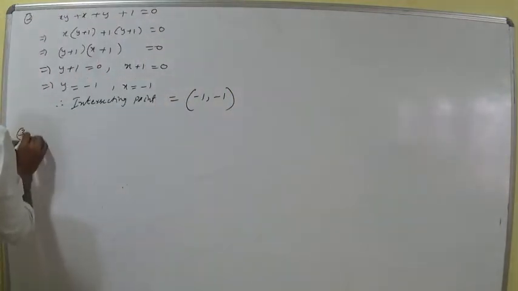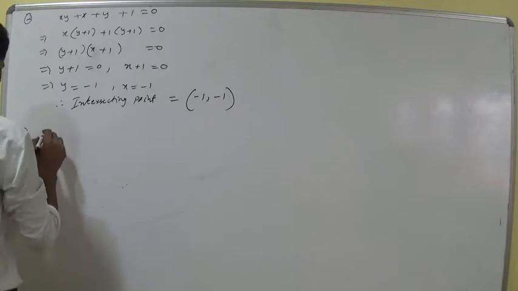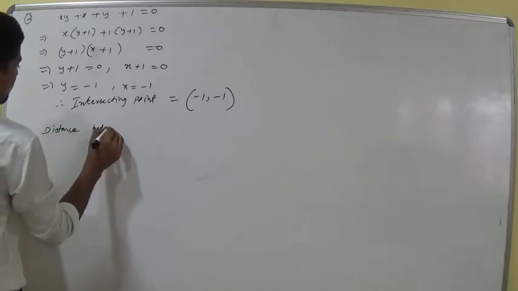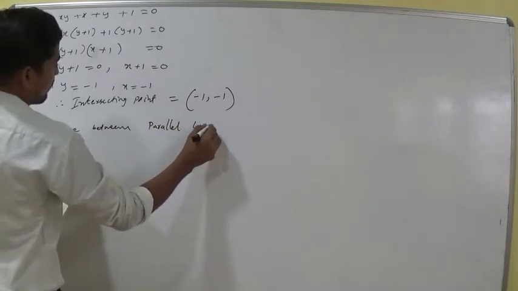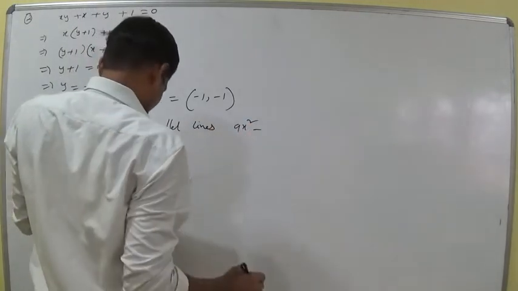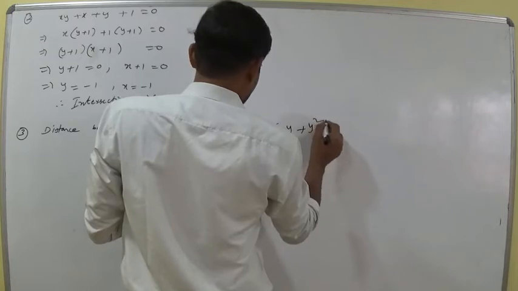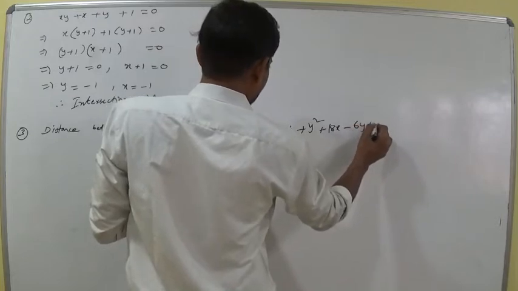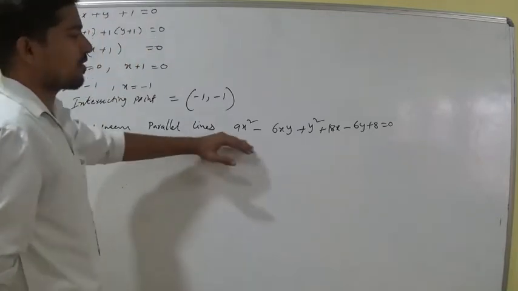Third one, the distance between the parallel lines: 9x² − 6xy + y² + 18x − 6y + 8 = 0. Only one line equation has been given here.